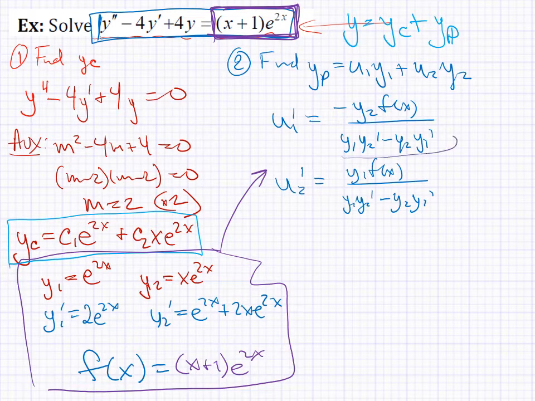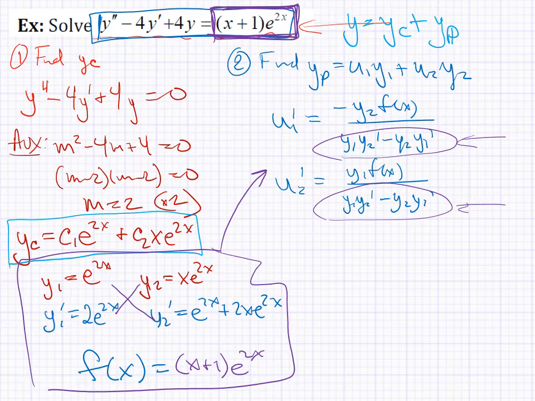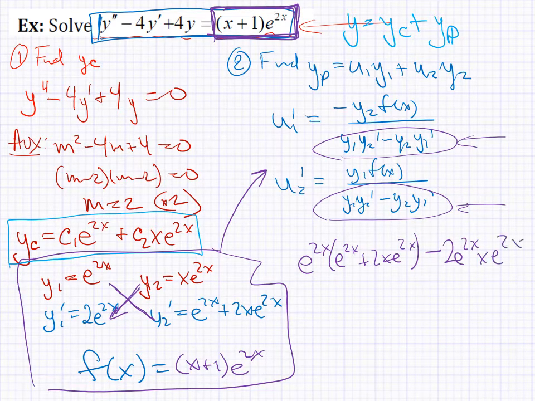Notice the denominator here. Remember, it's the determinant of the matrix y1, y2, y1 prime, y2 prime, which is really just this minus this. So you don't really have to necessarily memorize the denominator, just memorize where it comes from. It comes from this times this minus this times this. Okay? And so that denominator in this case would be e to the 2x times e to the 2x plus 2x e to the 2x minus 2e to the 2x times x e to the 2x.